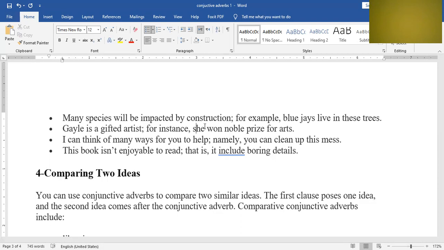I think of many ways for you to help, namely, you can clean up this mess. To support the idea of helping you, I advise you to clean this mess.